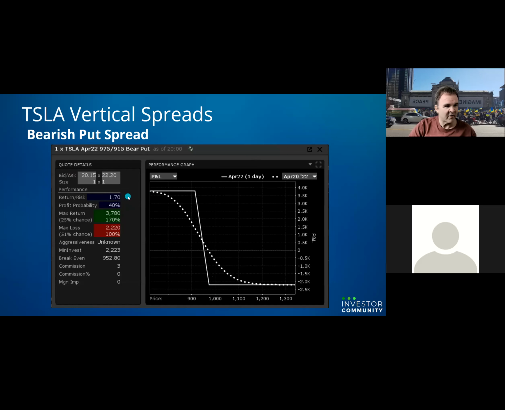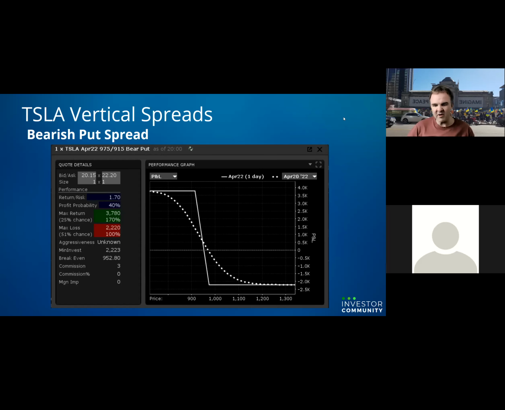1.7 is our return for risk. So we're risking $2,220 for a potential gain of $3,780. But again, our probability of making money in this is kind of low at 40%. So if we're going to do a trade like this, we want to make sure we're right probably 60% of the time if this is a trade that we're going to be doing all the time. So that's our bearish put spread.